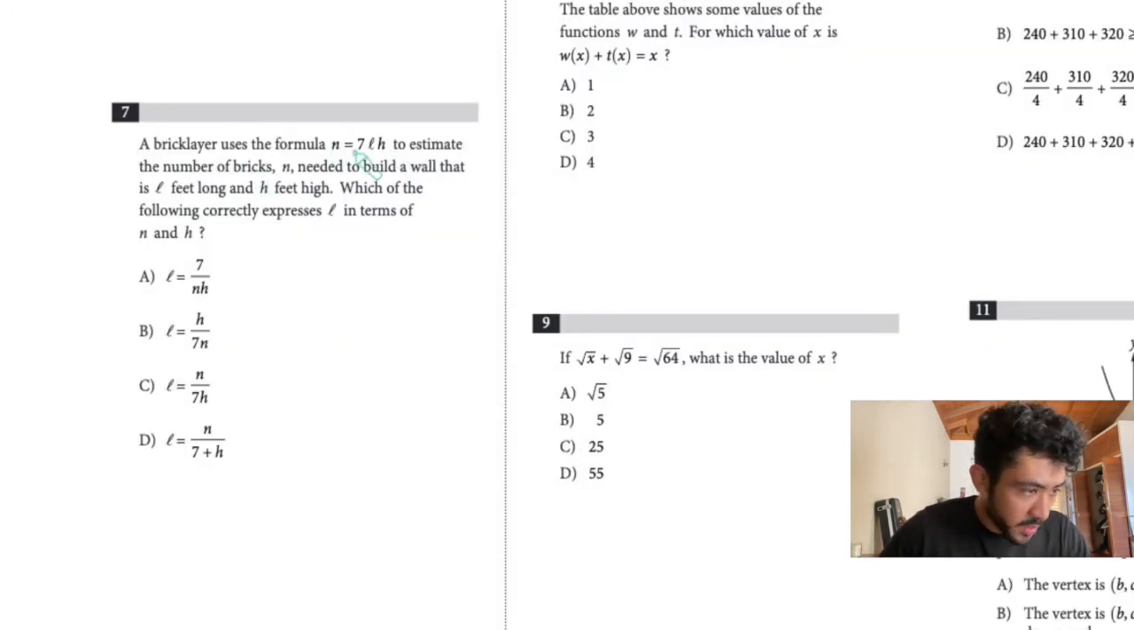Here's a formula. N is 7LH. Which of the following expresses L in terms? Make L the subject by dividing by 7H. So it should be N over 7H. N over 7H has to be C.